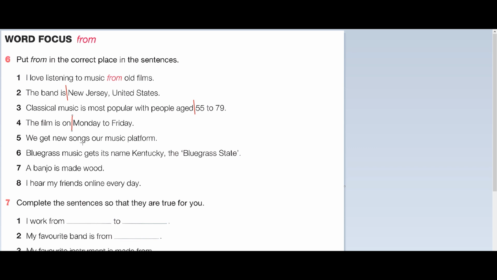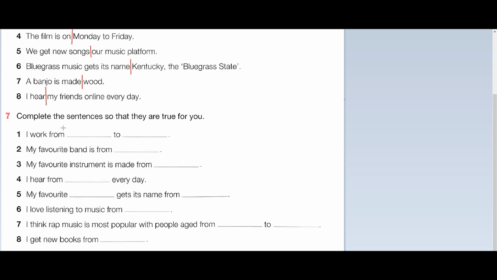We get new songs from our music platform. It comes here. Bluegrass music gets its name from Kentucky, the bluegrass state. Number 7. Banjo is made from wood. And I hear from my friends online every day. I mean, I communicate with them or I text them. It's something like that. Now let's go to the last one, number 7, and the most interesting one.